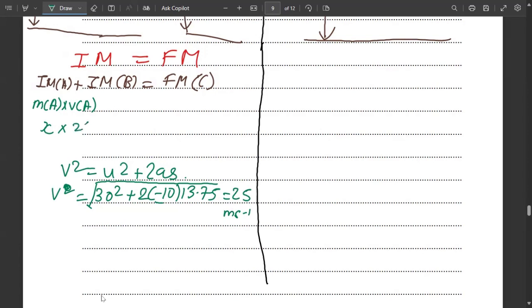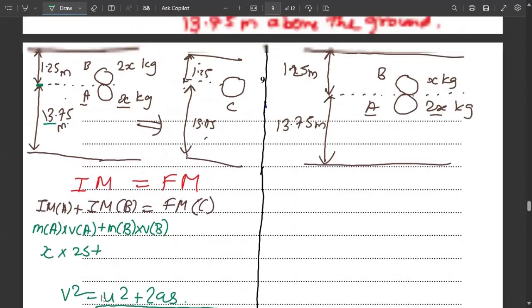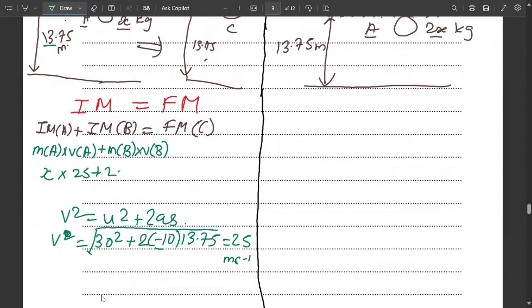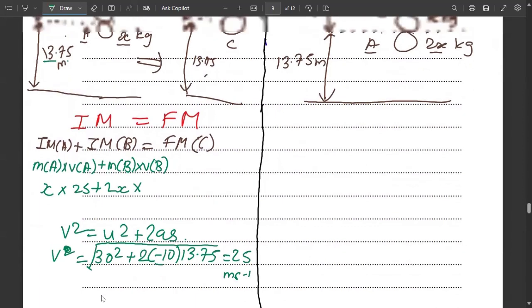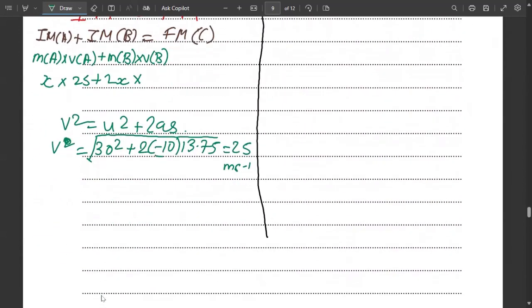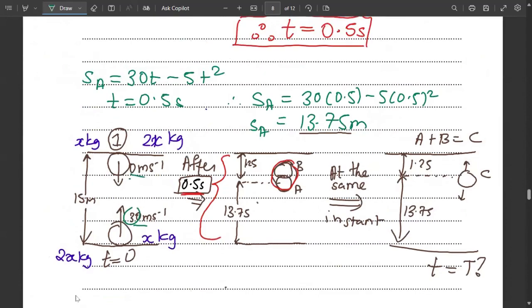So this is 25, plus initial momentum of B, which will be mass of B into velocity of B. The mass of B is 2x kg in this case, into what is the velocity of B now? We can use v equals u plus at. Even in this case, we could have used v equals u plus at, but it does not matter, we are getting the answer anyways. The velocity we don't know. Initial velocity of B is 0.